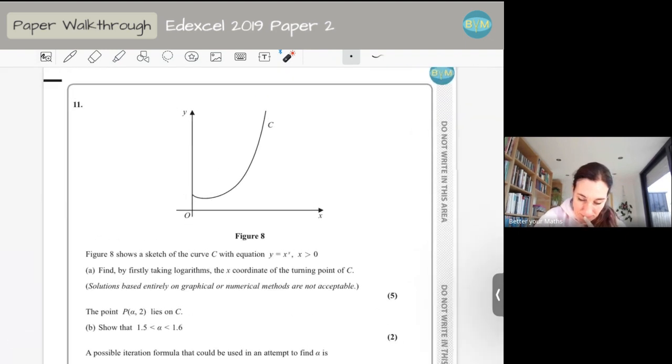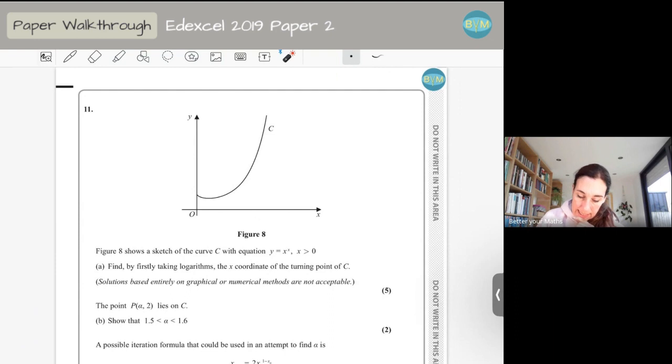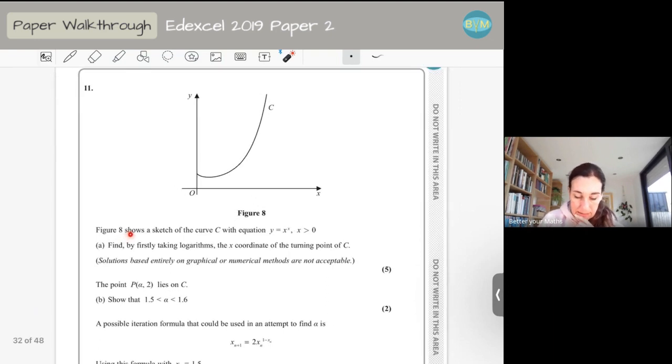Question 11. Figure 8 shows a sketch of the curve C with this equation: y equals x to the power of x, when x is positive. First, find, by firstly taking logarithms, the x coordinate of the turning point of C. It's 5 marks. So, the coordinate of the turning point of C.